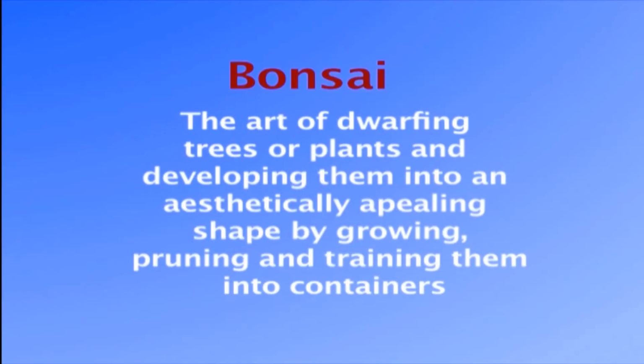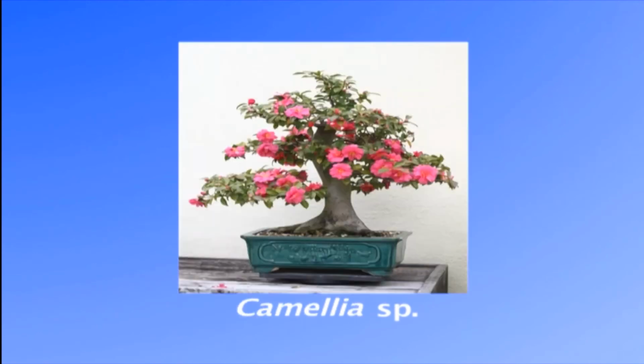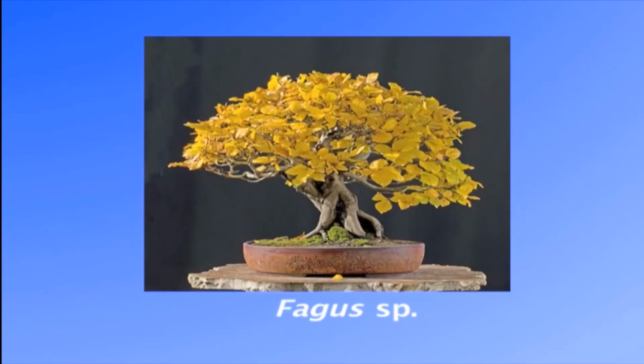In addition to the naturally occurring tree shapes, many trees can be trained to acquire certain desired shapes. This is usually done through bonsai. Bonsai is the Japanese art of dwarfing trees or plants and developing them into appealing shapes by growing, pruning and training them in trays, pots or containers, usually for aesthetic purposes. Common examples of bonsai plants are acer, punica, camellia, fagus, etc.